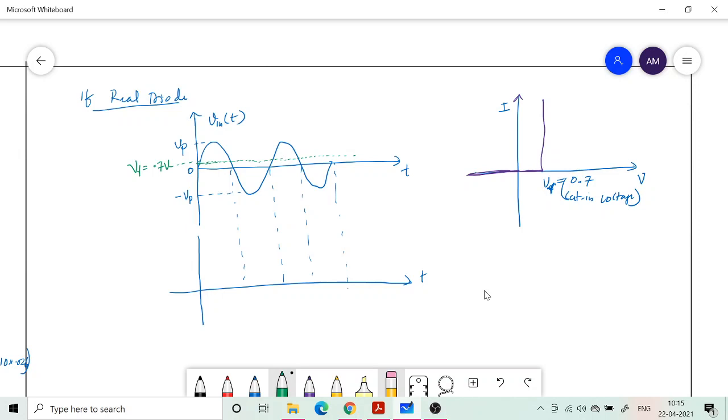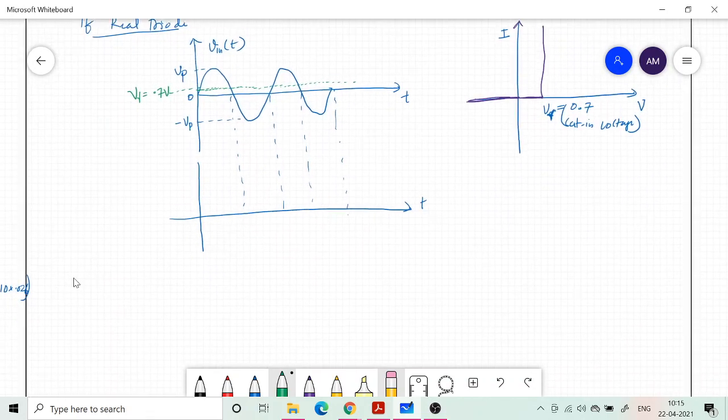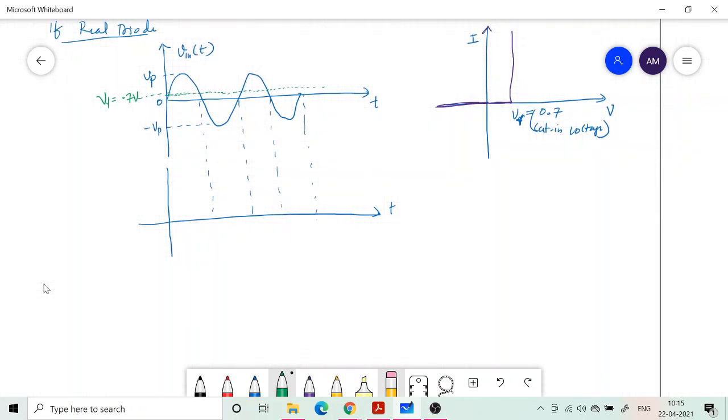So the characteristics, now this is a slightly better approximation because it will take into account the voltage drop across the diode, which is not 0 when it is forward biased, but it is 0.7. This is a better approximation, but it is also simple enough for us to find out the output waveform in a better way. So what's the difference?